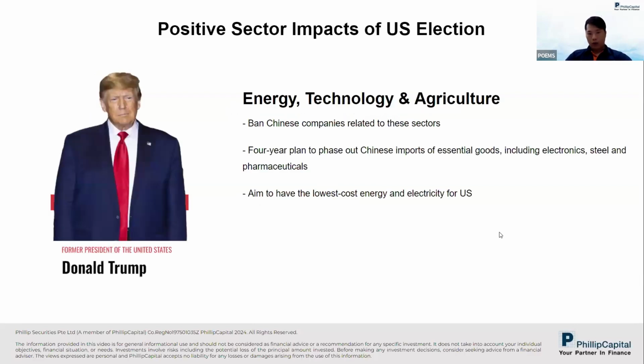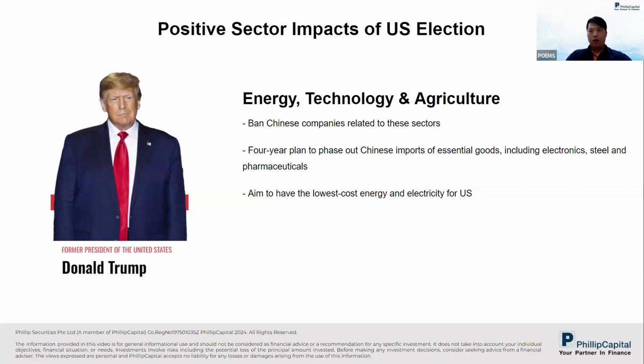So if you are a Donald Trump supporter, then sectors like energy, technology, and agriculture will have a potential upside. This is because one of the campaign promises by Donald Trump is that he wants to ban Chinese companies related to these sectors if he is selected. By doing so, there are fewer competitors locally within the US, and fewer competitors means more revenue is generated for local companies, right? Of course, there is also a 4-year plan to phase out Chinese imports related to electronics, steel, and pharmaceuticals. And lastly, he also aims to have the lowest cost energy and electricity for the US.